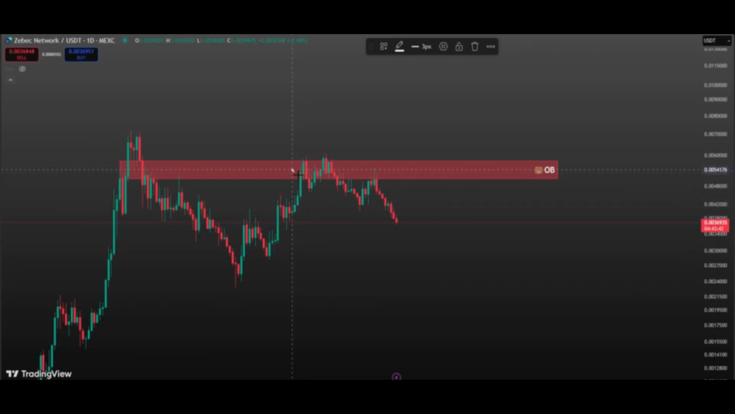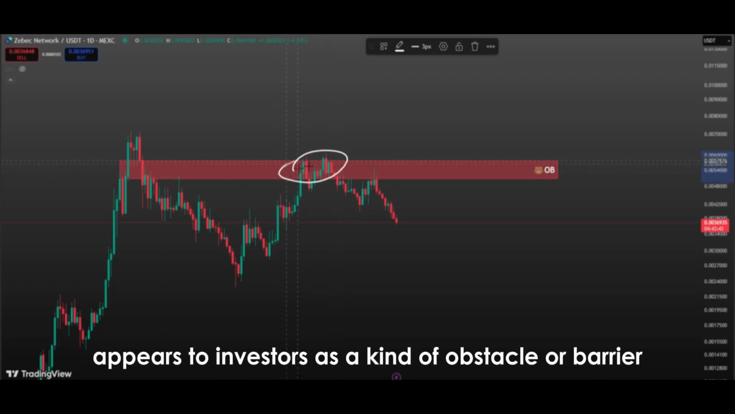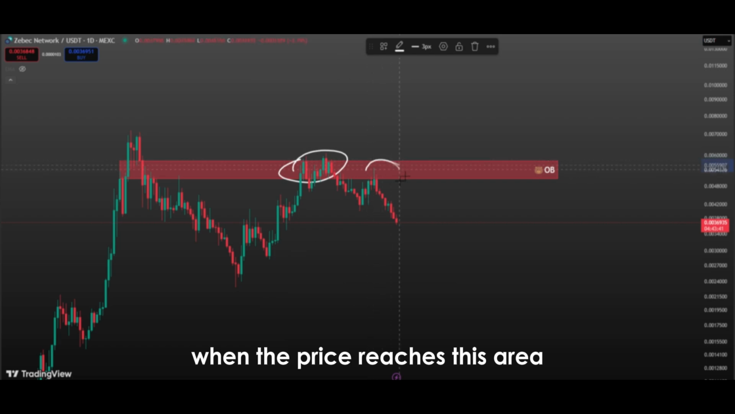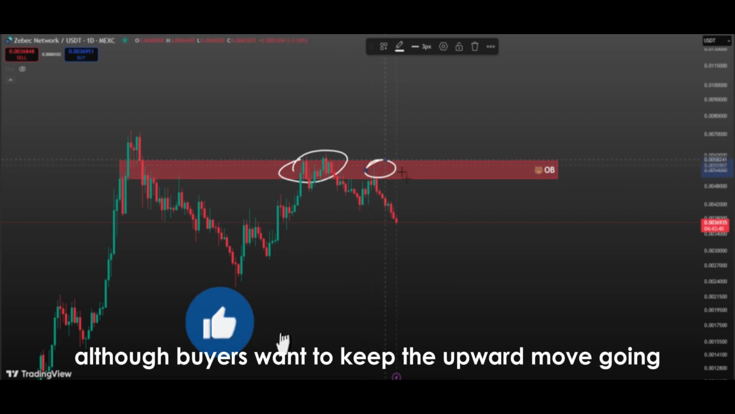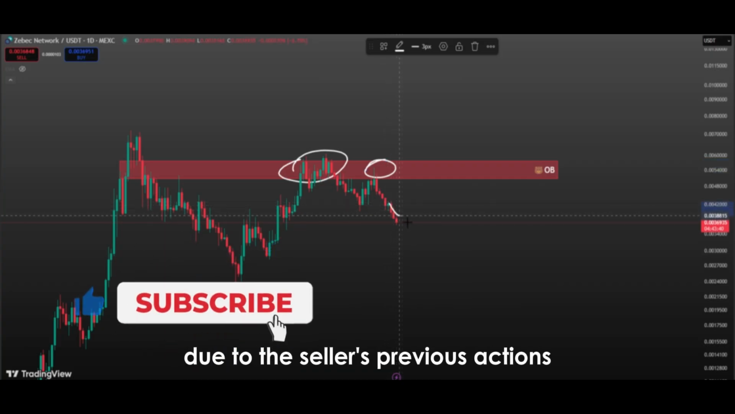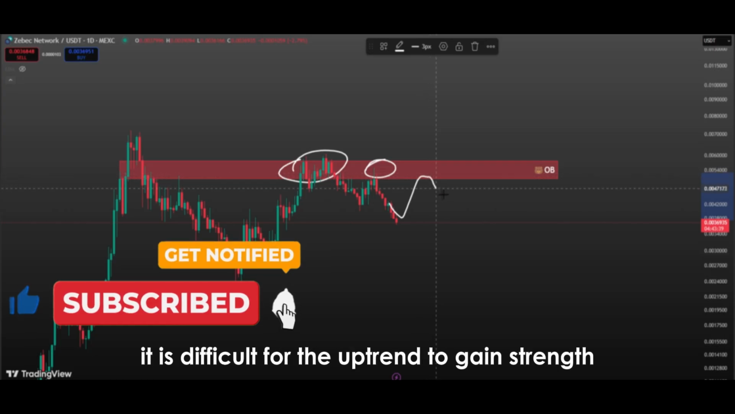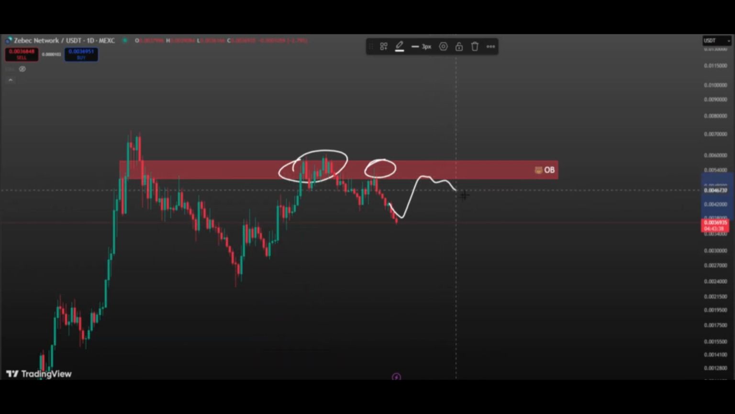At this point, the presence of a bearish order block above the price appears to investors as a kind of obstacle or barrier. When the price reaches this area, although buyers want to keep the upward move going, resistance is usually encountered due to the seller's previous actions. As long as this resistance is not broken, it is difficult for the uptrend to gain strength.